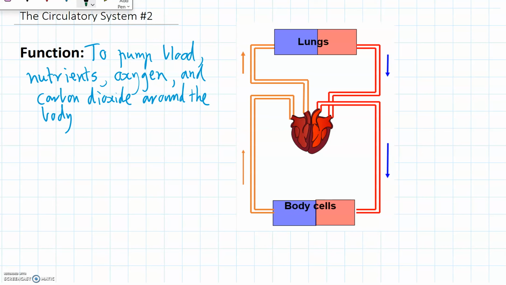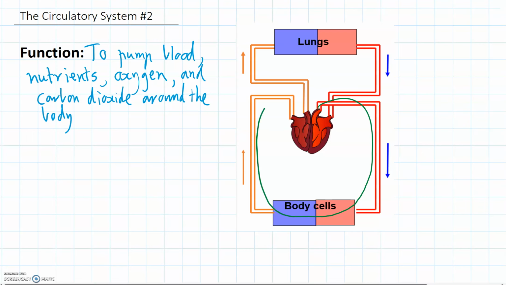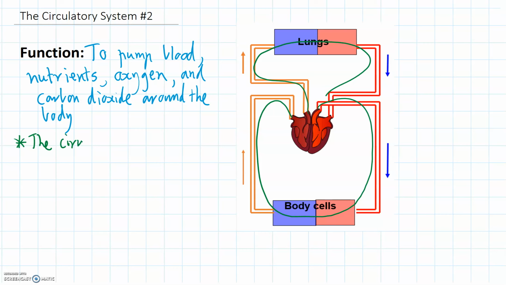We've got the lower circuit down here, which goes to the body cells, and then we've got the upper circuit up here, which goes to the lungs. So essentially, the circulatory system is a double circuit.